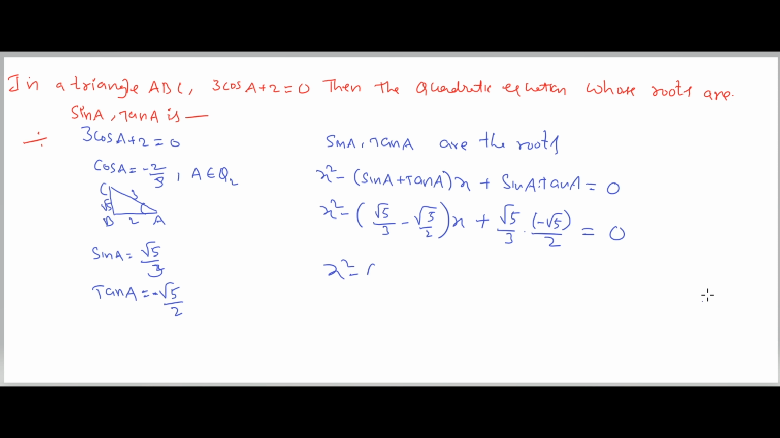X square minus x into, take LCM, this is 2 root 5 minus 3 root 5, that is minus root 5 by 6, into x plus minus root 5 into root 5, that is minus 5 by 6, is equal to 0. Take LCM, that is 6x square plus root 5 into x minus 5 is equal to 0.